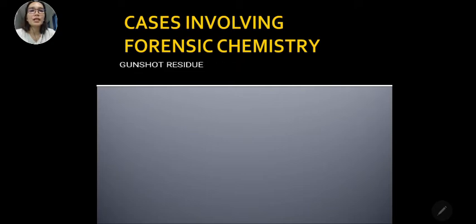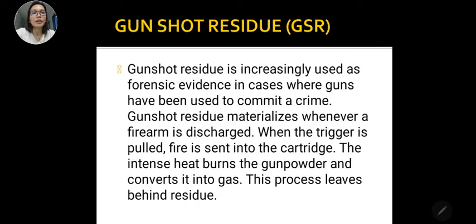So, another case is gunshot residue. Gunshot residue is increasingly used as forensic evidence in cases where guns have been used to commit a crime. This materializes whenever a firearm is discharged. When the trigger is pulled, fire is sent into the cartridge. The intense heat burns the gunpowder and converts it into gas. The process leaves behind residue.